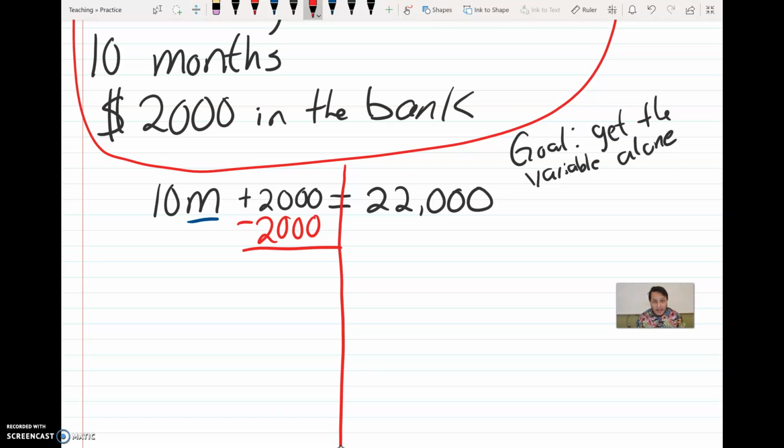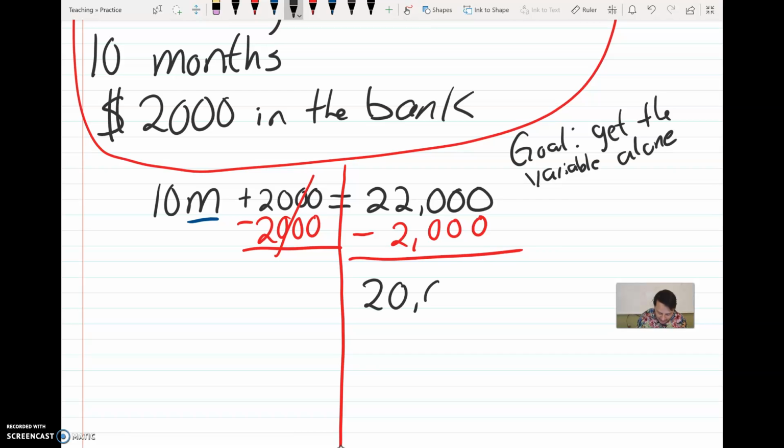But what I do to one side, I have to do to the other. We do this to keep the integrity of our equation, so that it remains equal. I know that 2,000 minus 2,000 is reduced to 0, and 22,000 minus 2,000 is 20,000. We can carry this over here, and we have 10m.